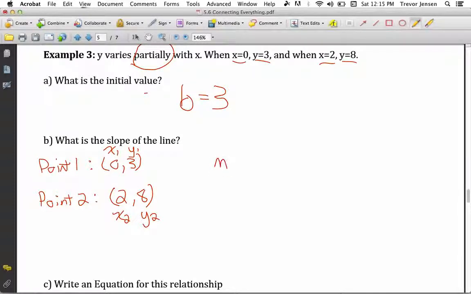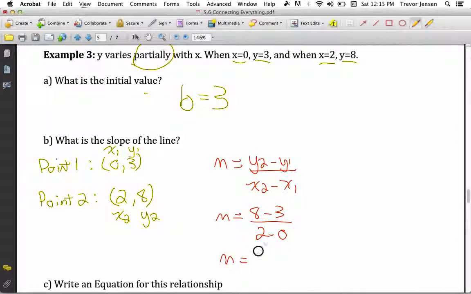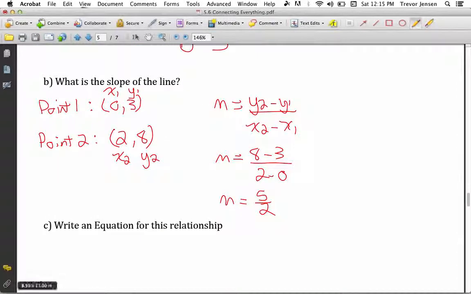Now we're going to use our formula for slope. Slope is y2 minus y1, our change in y values, divided by x2 minus x1, our change in x values. Plug everything into the formula. I get 8 minus 3 over 2 minus 0, which is equal to 5 over 2. So now I have my b value, I have my m value. That's all I need to write the equation of the line.